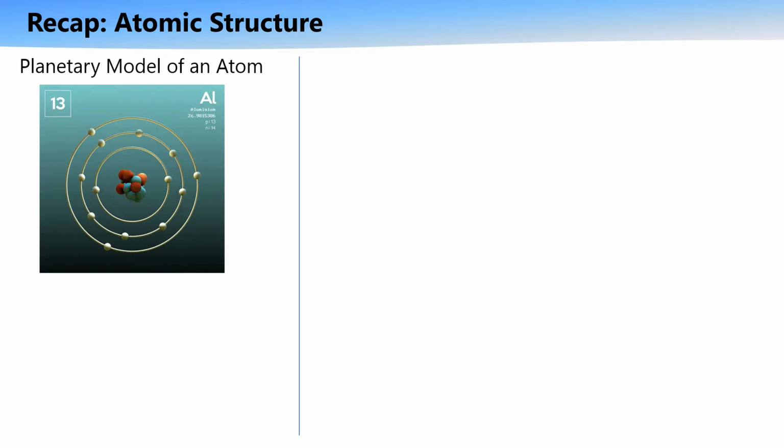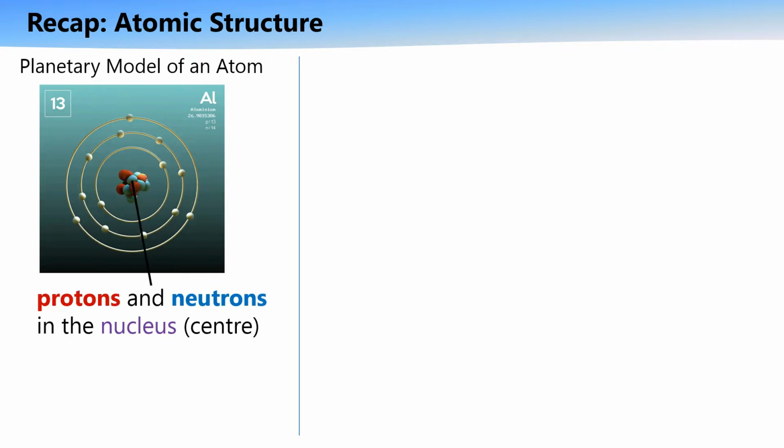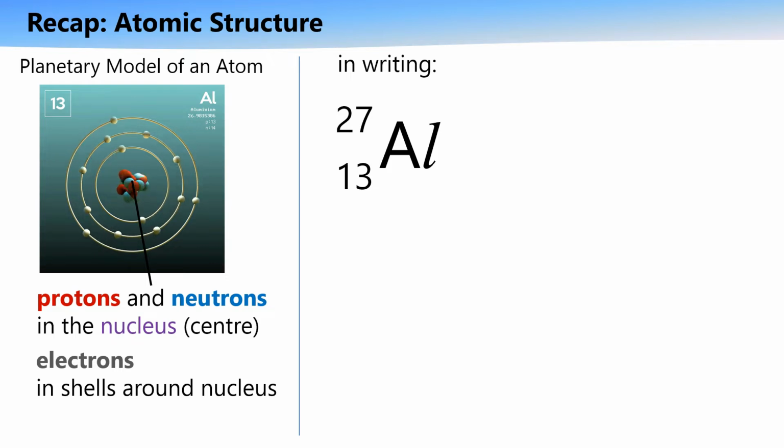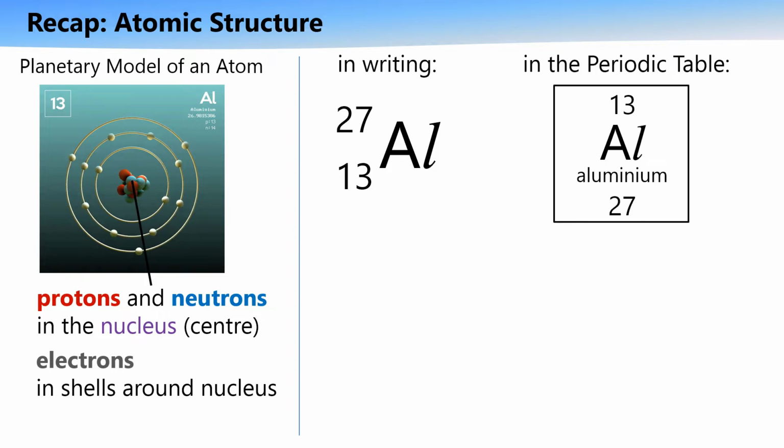Before we begin on the new topic, let us recap a previous topic on atomic structure. We see here the planetary model of an atom, in this case the aluminium atom. The center of the atom has protons and neutrons in the nucleus, and you can see electrons in shells orbiting around the nucleus. We can represent the atom using this symbol in writing, Al with 27 on top and 13 below, or you can also find a similar representation in the periodic table as shown here.